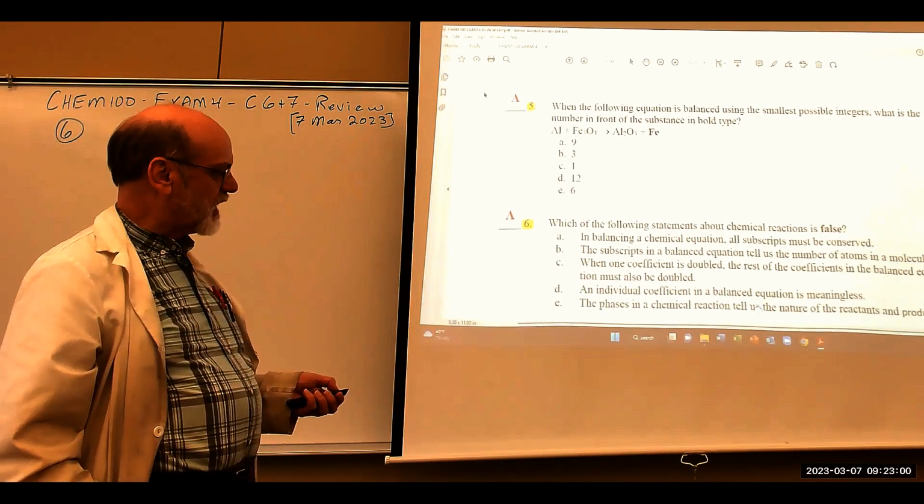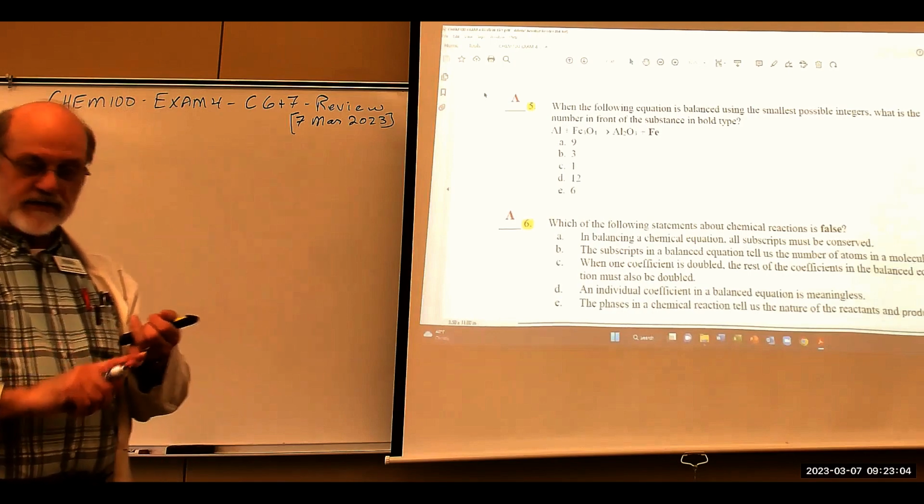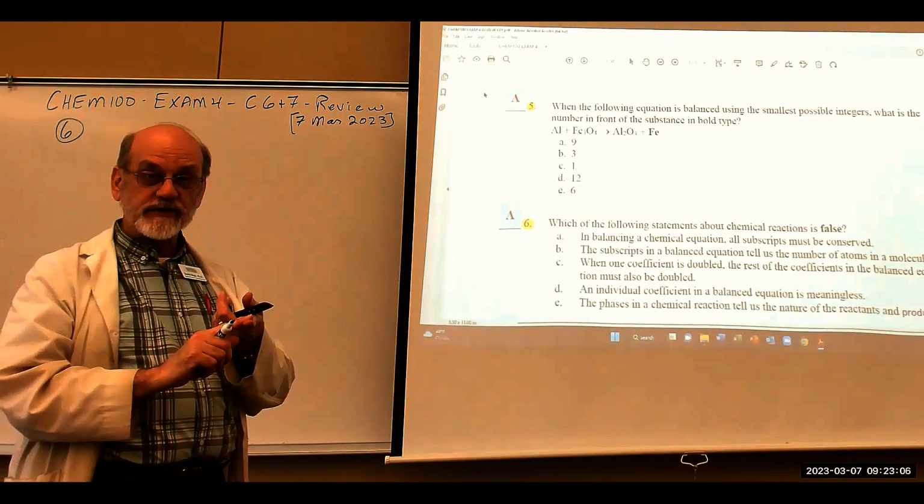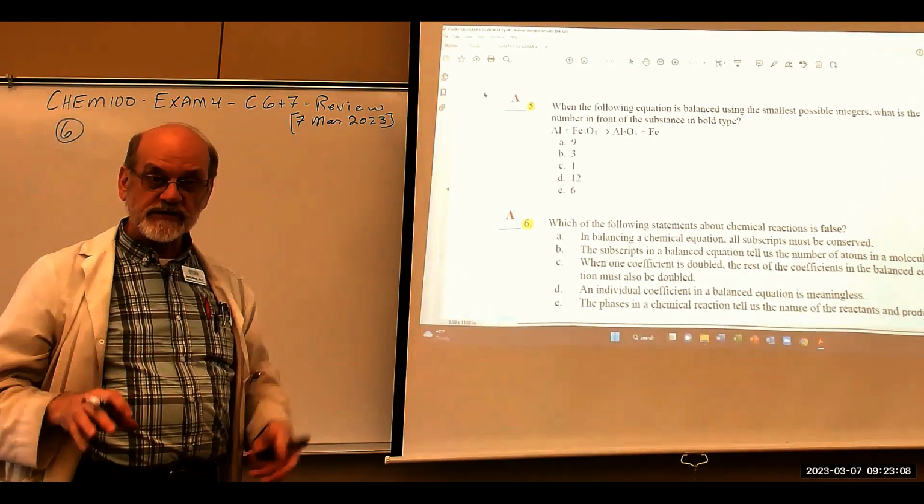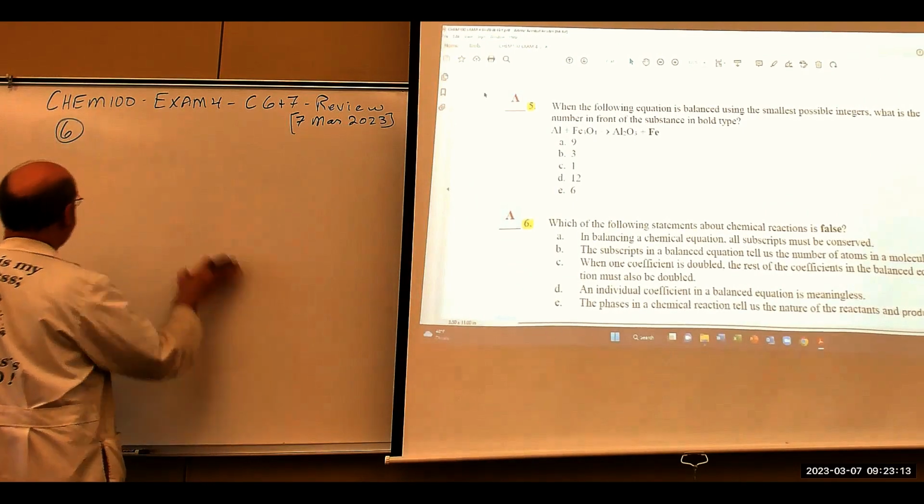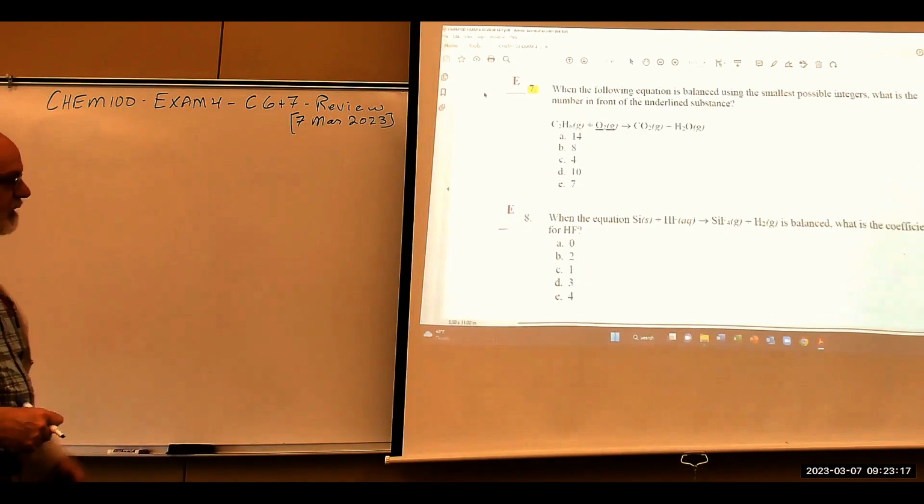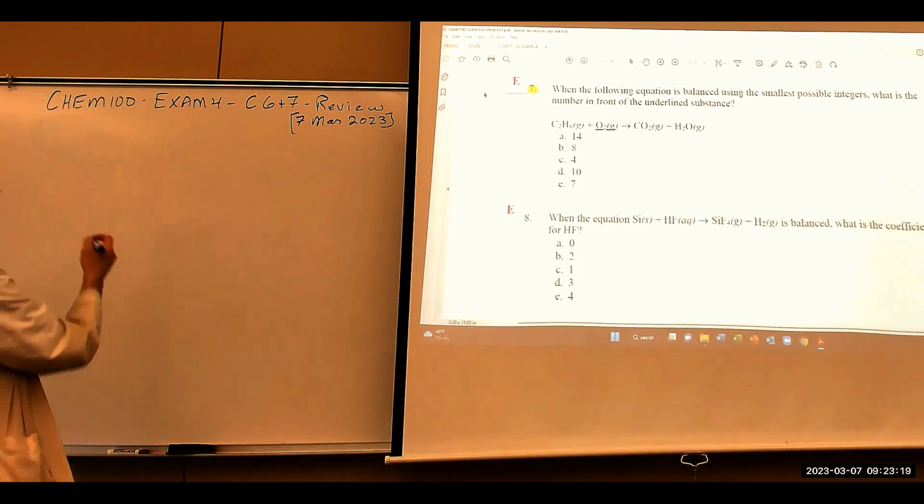The phases in a chemical reaction tell us the nature of the reactants and products. That's true. Solid, liquid, gas, or aqueous solution. Those are the only ones that we've discussed so far. So A is the wrong one for 6. Number 7.